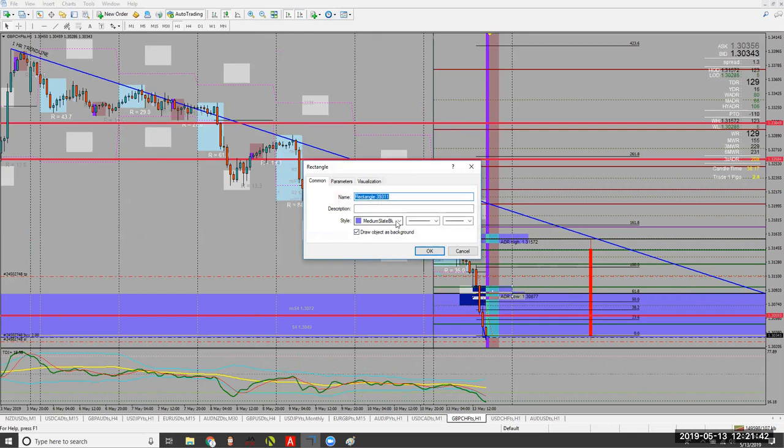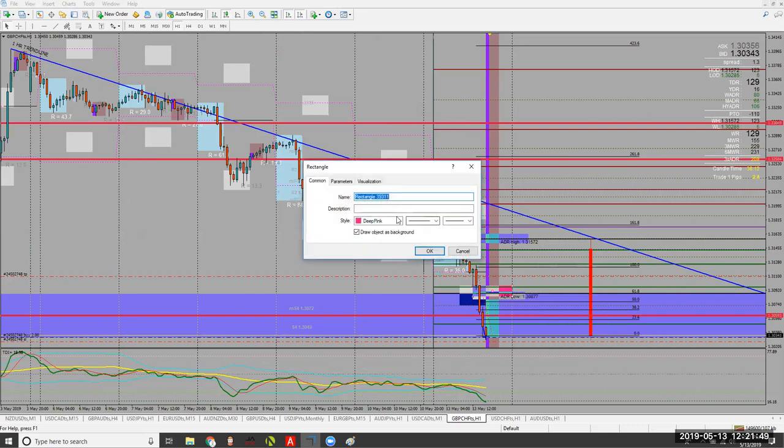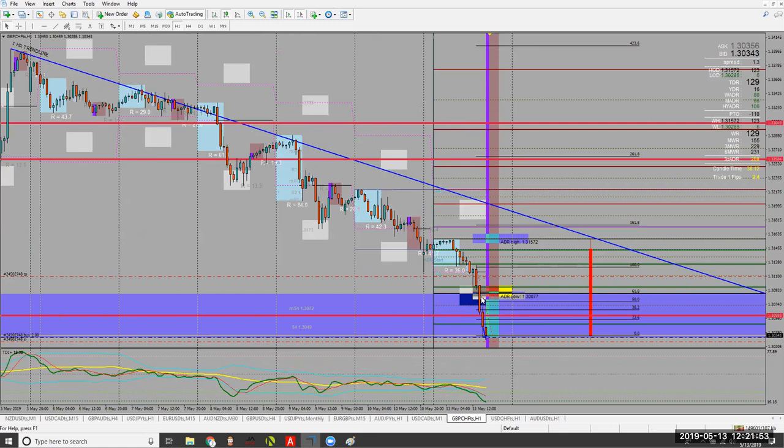And this was about right there. Let me change that color. That's not too helpful. Okay, I believe the original entry was right in here. And this is where I got stopped out. I got stopped out for about 15 pips right in this area.